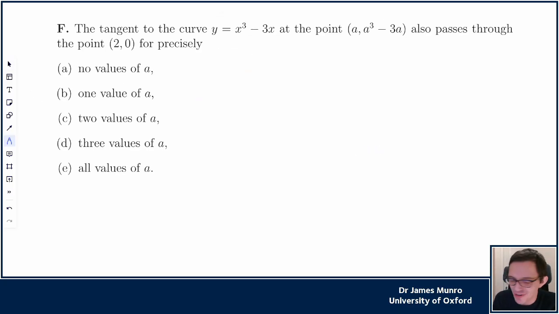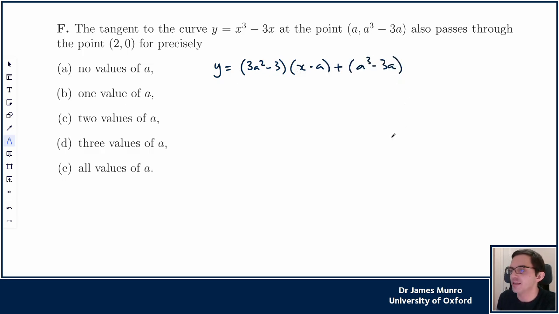Here's the algebra. Let's actually write down the tangent at that point. The gradient would be 3a squared minus 3 when x is equal to a, and let's make it go through the point a, a cubed minus 3a. So then the question is, when x is 2, is this 0? This is some line. I would like to know if I plug in x equals 2, do I get the right value of y? Do I go through exactly this point 2, 0?